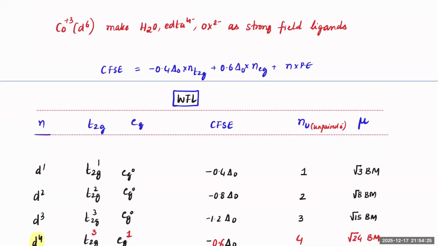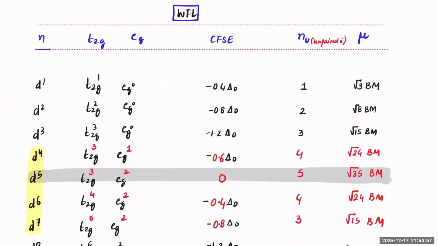So the ligands like water, EDTA, oxalate, although they are very borderline ones and not very strong, when they approach cobalt plus 3, they all behave like strong field only. So just like strong field ligands, you will make them completely paired into the T2G orbital and make it T2G 6 electrons. Right. Next, WFL, weak field ligands.